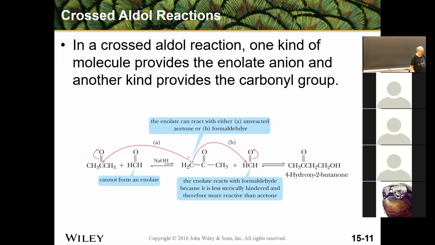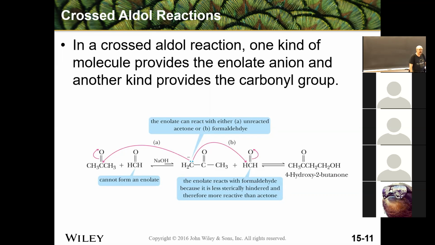Okay, so we form the enolate. You can have reaction of two acetone molecules with each other to form the product that we saw earlier. But there's a couple of ways to favor this crossed aldol, where the enolate attacks the formaldehyde instead of the acetone.